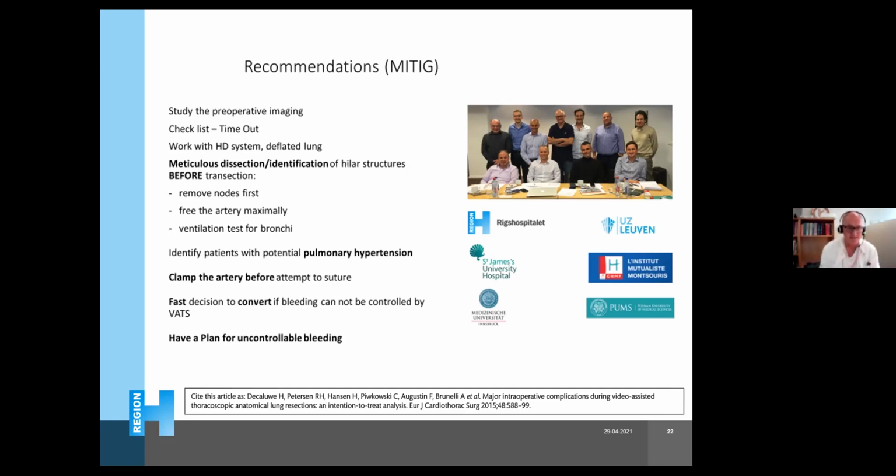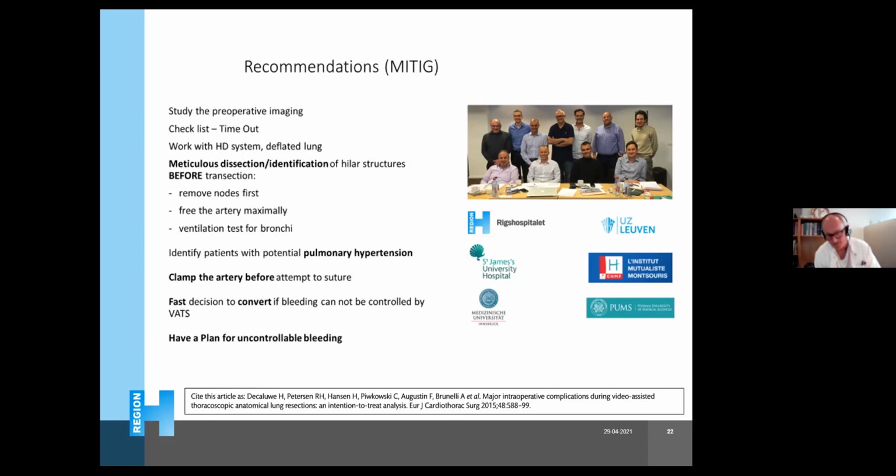Careful dissection, identification of all the hilar structures before you start to transect. Not, "Oh, that's the vein, just go on, transect it." Remove lymph nodes if necessary. Identify all the major structures before you start dealing with one of those structures and try to transect it. Take 10-15 minutes to identify the anatomy and be 110% sure of where you are going and what to do.